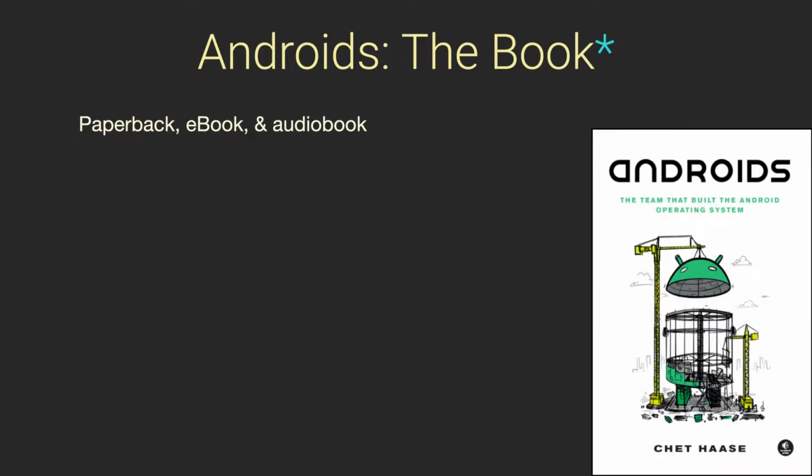And let's start with information about the book. A lot of the stuff that we're going to talk about in this presentation is from a book called Androids: The Team That Built the Android Operating System. It's available in paperback, in ebook, and in audiobook. It provides some amount of this history that we're going to go through, as well as analysis of why this project actually worked, stepping back and saying, okay, what were the elements in the development of Android that contributed to it still being here today?